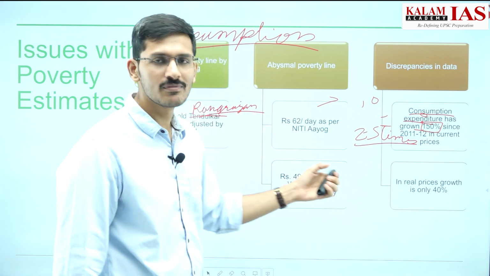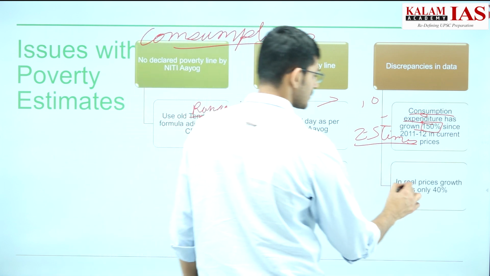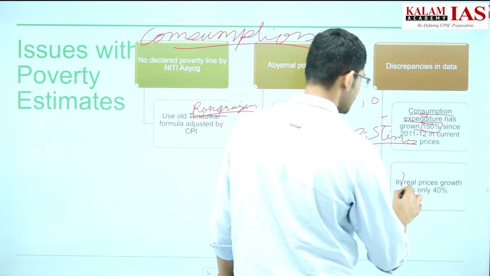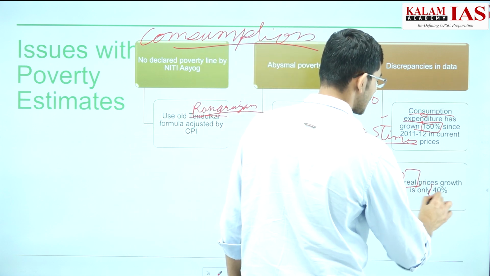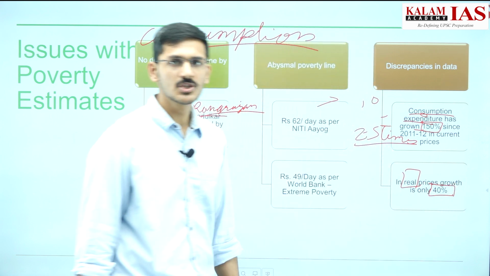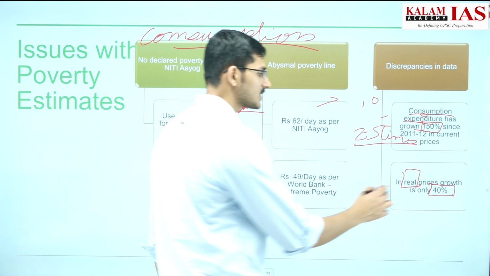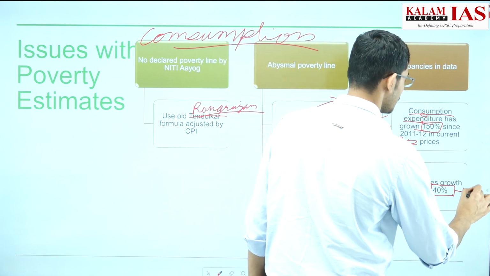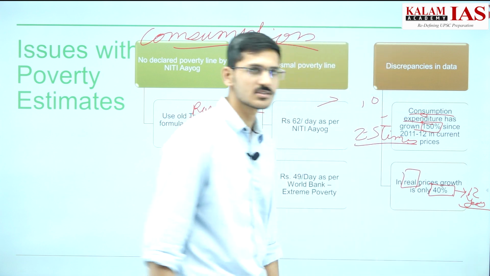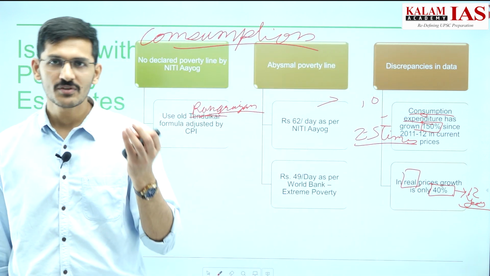Now, if we remove the inflation, we arrive at the real prices, and real prices have gone up only... The real increase in consumption expenditure is only 40% in 12 years. Now, what is the average increase? It is around 2 to 2.5% every year.